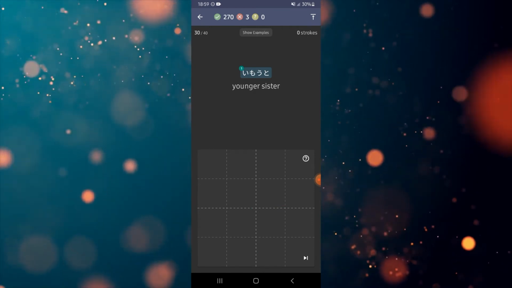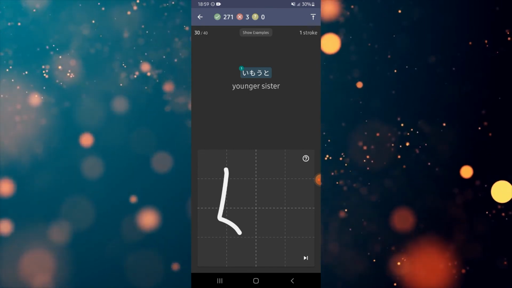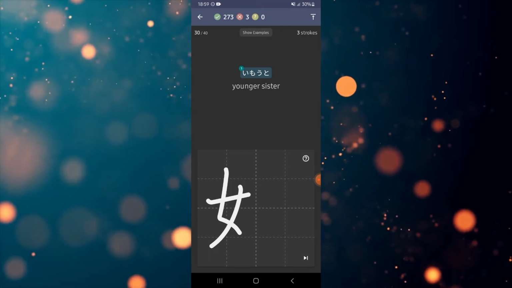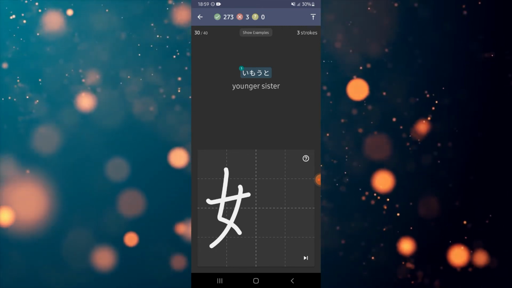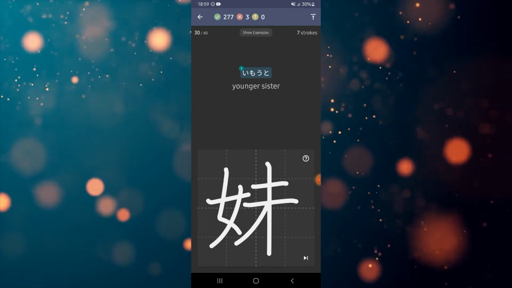Younger sister. So this is a young female who is not yet matured. So draw the kanji for female or woman, then not yet. You draw the kanji for it, which is a small branch over the larger branch of the tree.